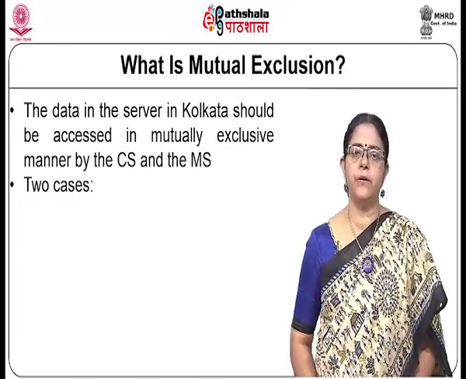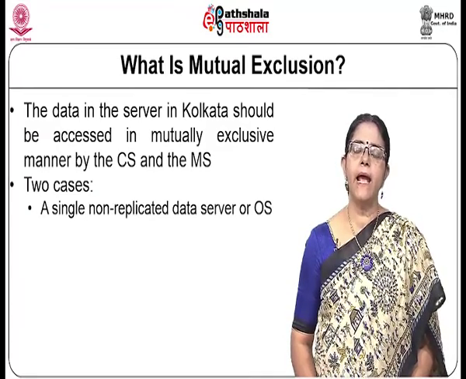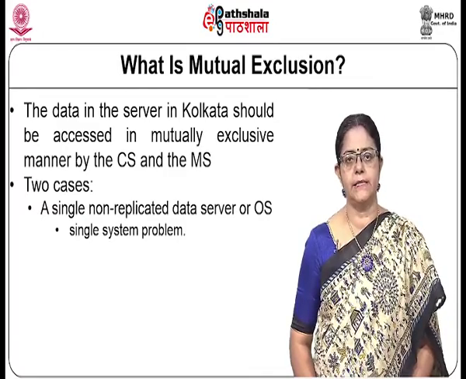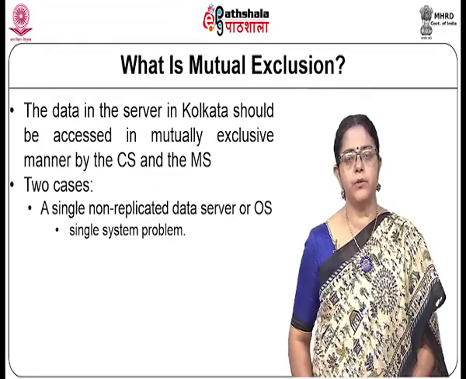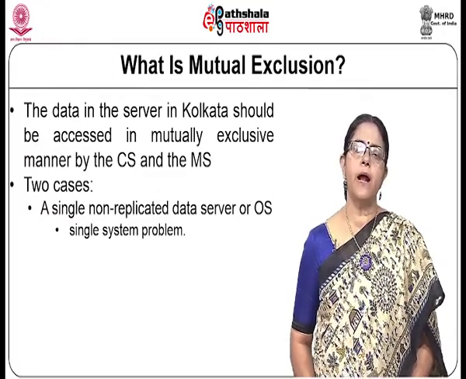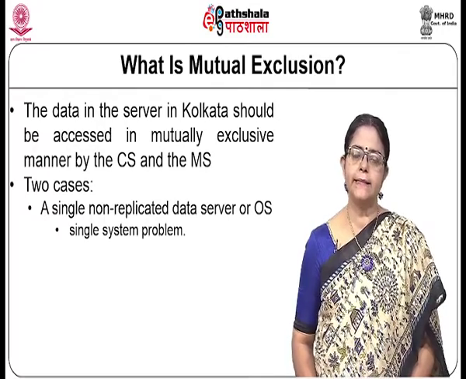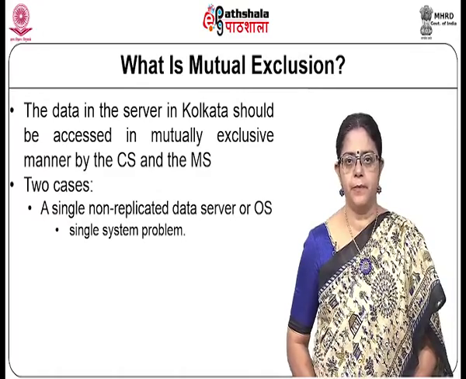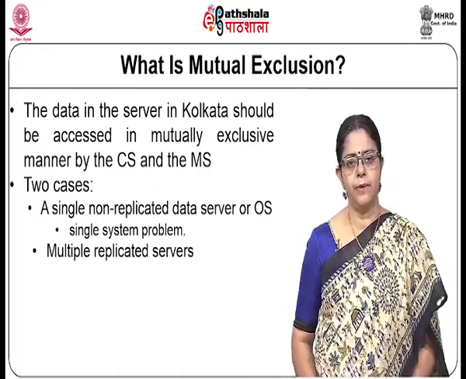Now, there are two different ways of looking at mutual exclusion. When we have only one system, or even one operating system, being accessed by both the entities. If Ram and Neeta would be sitting in the same server and the data also would be in the same server, even then a similar problem could have happened, and this is what we call a single system problem.